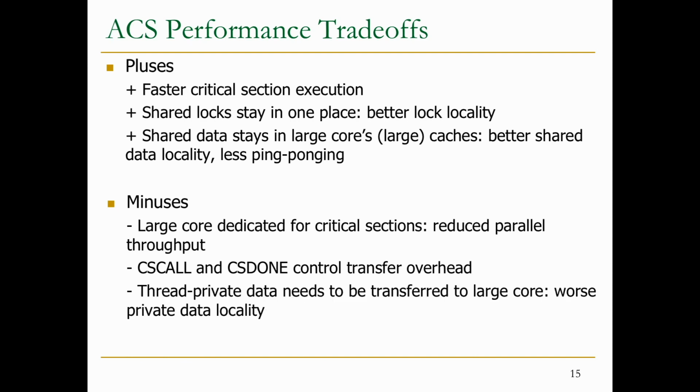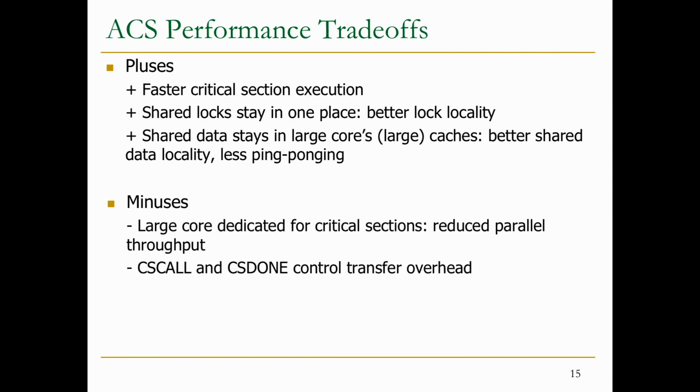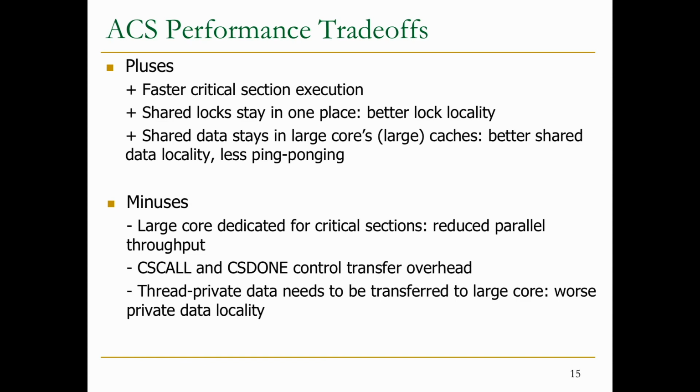The other overhead that we discussed, that one of your colleagues mentioned, is the thread private data now needs to be transferred to the large core. Right? That's the A that we showed over here. Oh, I don't want to go back because there's an animation. But basically, the data that's generated by a small core and that needs to be input to the critical section now needs to be transferred to the large core. So even though you get better shared data locality and lock locality, you get worse private data locality. And if this private data is huge, as you mentioned, there's a problem.